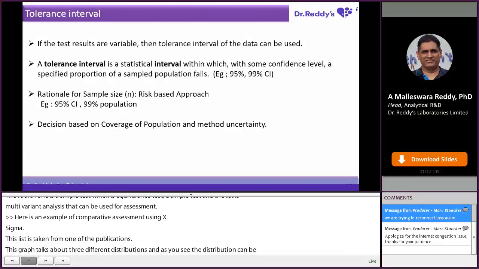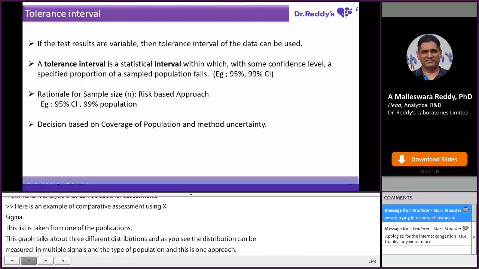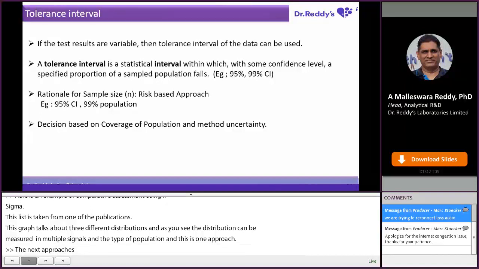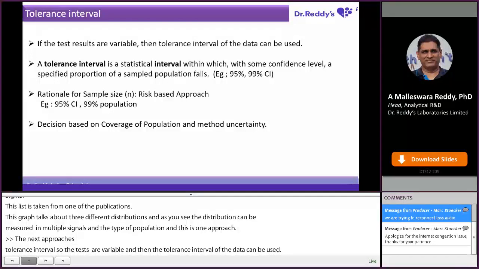And the next approach is the tolerance interval. If the test results are variable, then the tolerance interval of the data can be used. A tolerance interval is typically a statistical interval that covers a specified proportion of the sample population with some confidence level. Typically 95% and 99% confidence intervals are calculated.